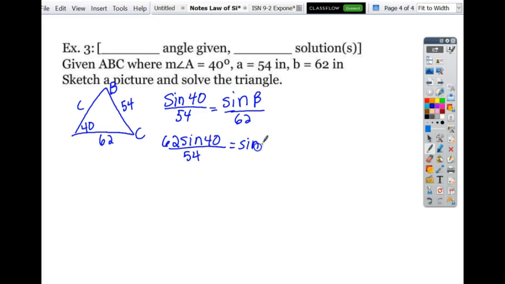0.738. Is that less than 1? So I'm going to get a B this time, correct? All right, what is the B going to equal? I got 47.56. So we got 47.56.